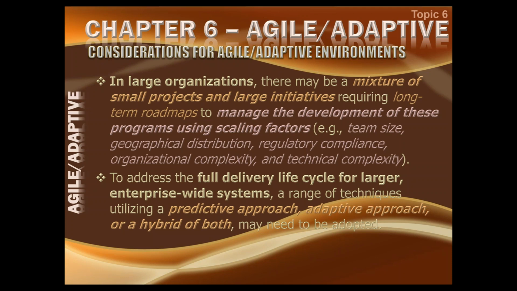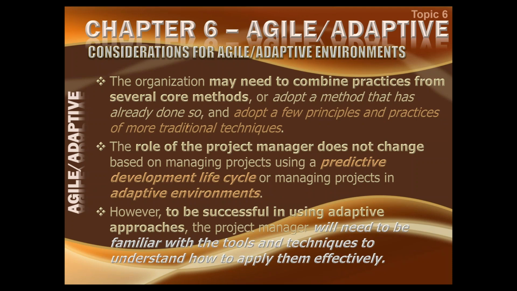So these must be considered when you're dealing with large projects. The organization may need to combine practices from several core methods, or adopt a method that has already done so, and adopt a few principles and practices of more traditional techniques. In agile, there is nothing cast in stone that this is the method and why are you not exactly using it. Well, agile is agile. In agile, you can pick and drop some of the practices from one method and pick and drop some of the practices from another method, and you can come up with a hybrid.